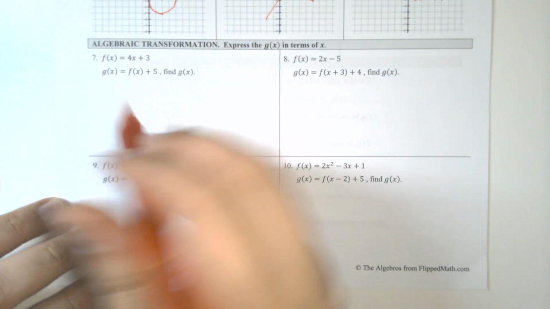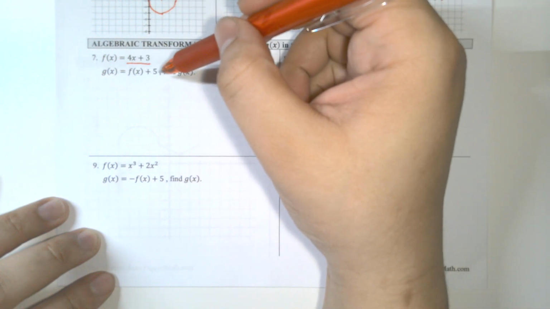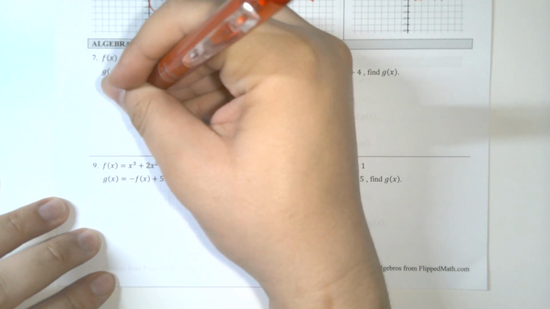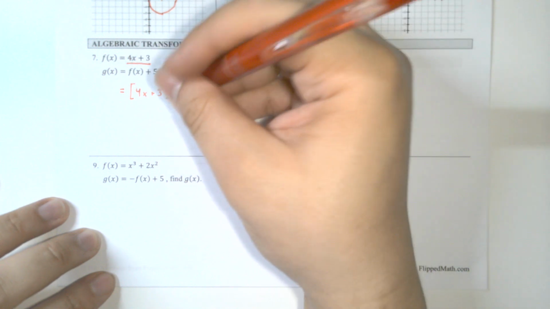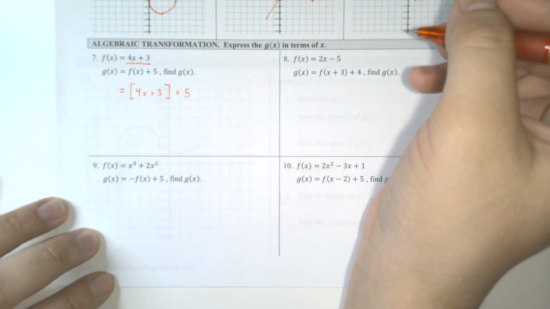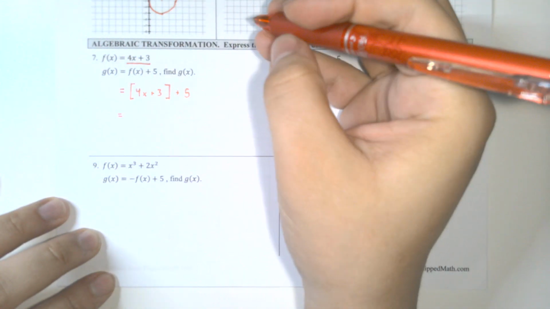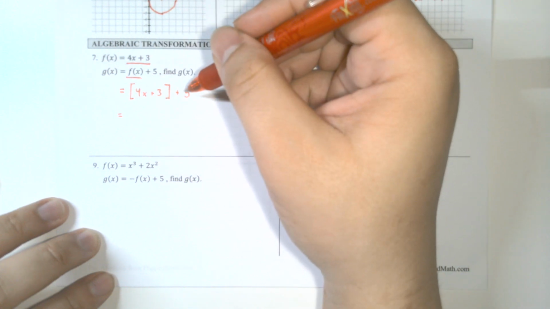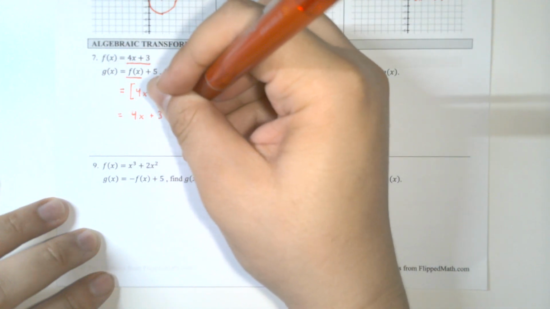Well, if we know that f of x is equal to 4x plus 3, g of x is just going to add 5 to this. So I'm going to say that g of x is equal to 4x plus 3, since we know that's what f of x is, plus 5. And we really don't need these brackets. I'm just going to be very explicit by using the brackets, so that we see that this f of x got swapped out for the 4x plus 3, and then we're just adding 5 to it. But we don't really need the brackets. We can just write this as 4x plus 3 plus 5.